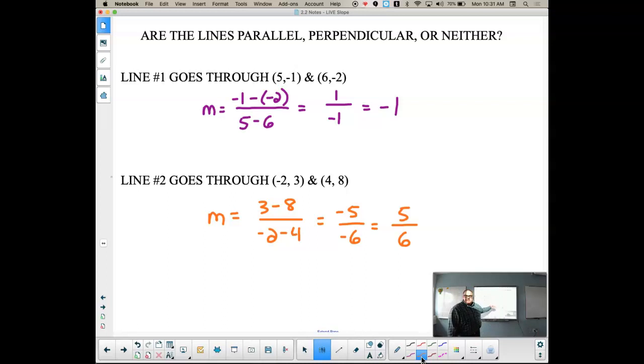Are they the same? Yes for thumbs up. No for thumbs down. Maybe don't give me anything. I'm seeing a lot of thumbs down. Yep, thumbs down. So they're not the same. So they're not parallel.